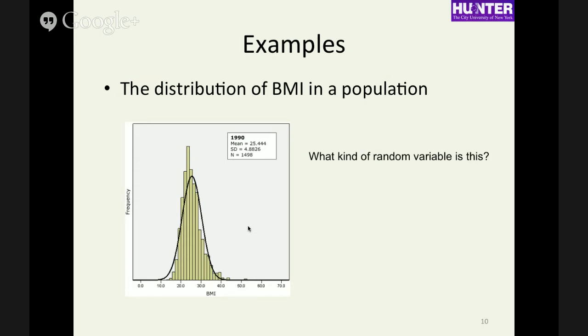Distribution of body mass index. That is, yep, continuous. Or you've heard it, I think, called scalar or quantitative, all the same thing. It's a continuous variable.